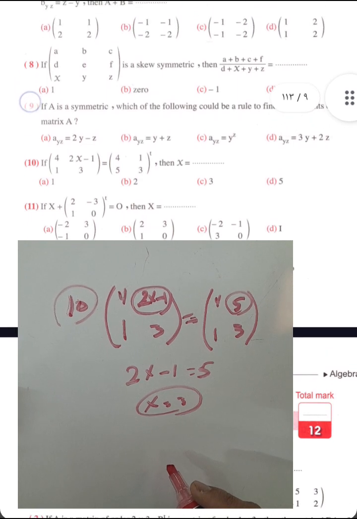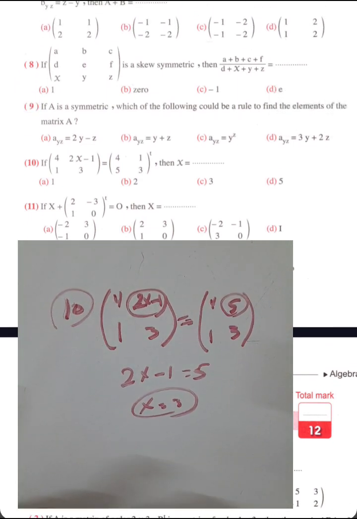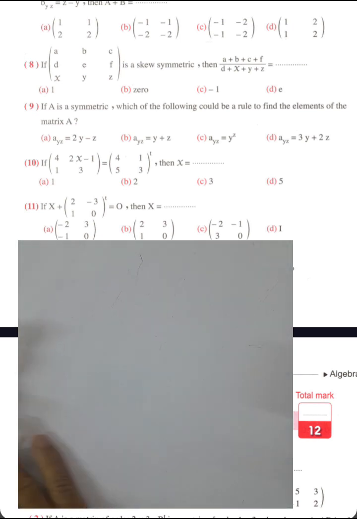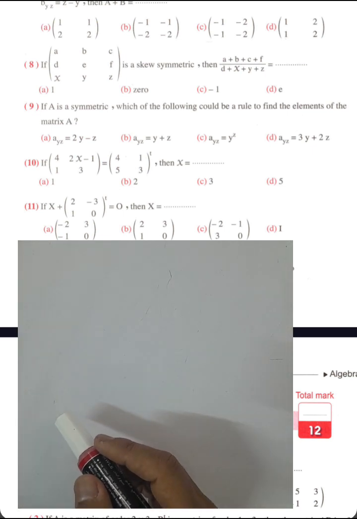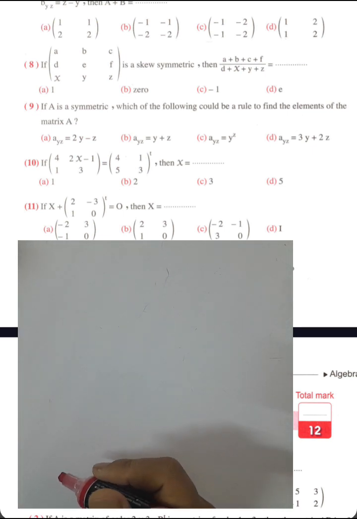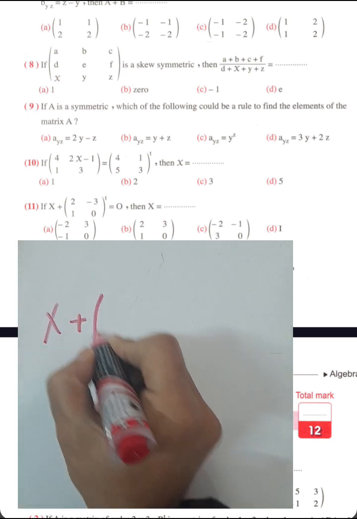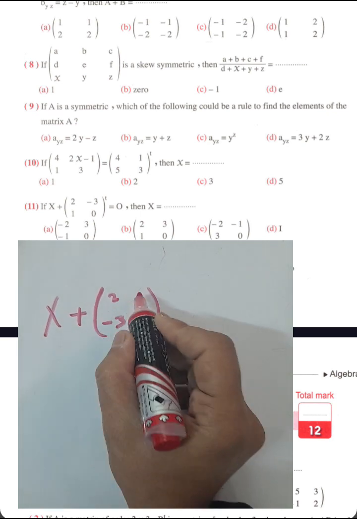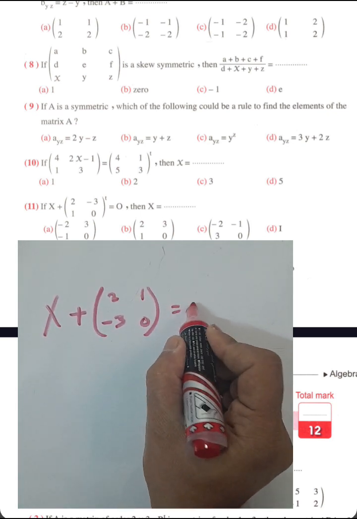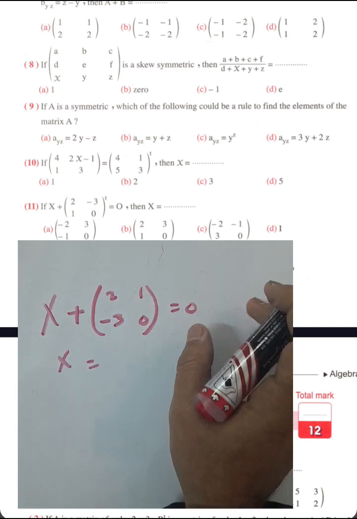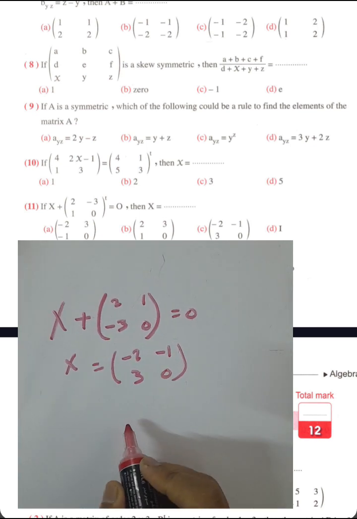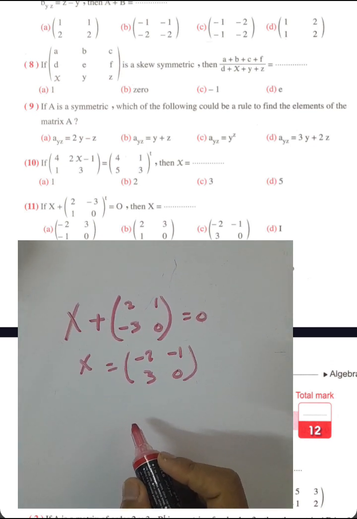Question 11. If x plus the transpose of the matrix equal 0, then x here equals what? Okay, we can write a solution for this matrix. First, write the transpose of this matrix here, 2, -3, 1 and 0. And then x will change the sign here, it will be -2, -1, 3, and 0. Choose letter C.